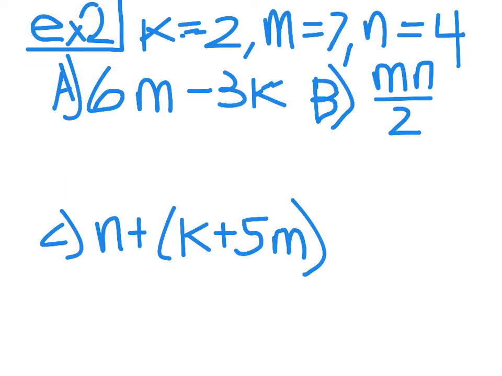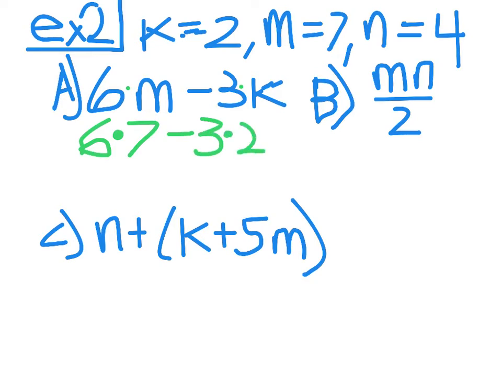Alright, moving on to example 2. It says to evaluate each expression if k equals 2, m equals 7, and n equals 4. So again, we're finding the value of each of these expressions. So we substitute. Alright, so part A here, I'm going to take 6. Anytime a number and a letter are written right beside each other, that means multiply. So we have 6 times m, which is 7, minus 3 times k, and k is 2.